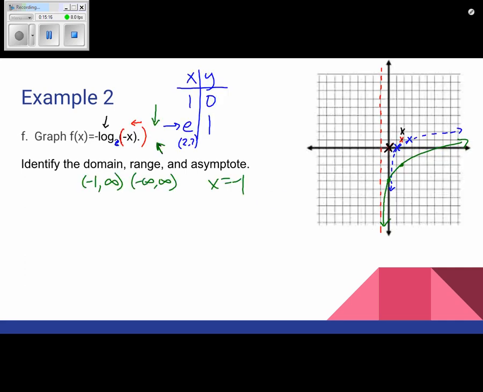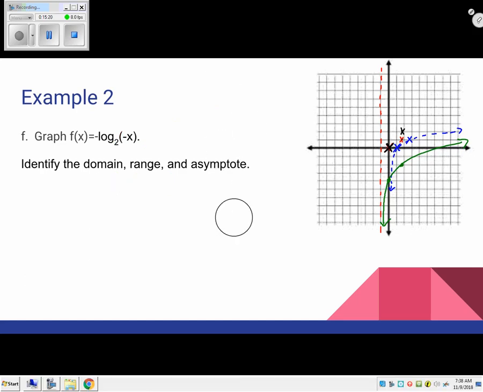Let's graph one more together. We'll make sure we're good on reflections, and then that'll be it for graphing. Now, there's not a horizontal translation on this. So if you want to draw your vertical asymptote now, you can, or you can save that for the end. I'm just going to save it for the end this time, just so you know that you can do it anywhere.